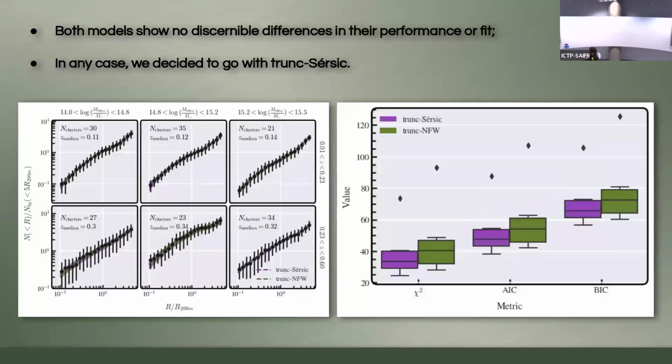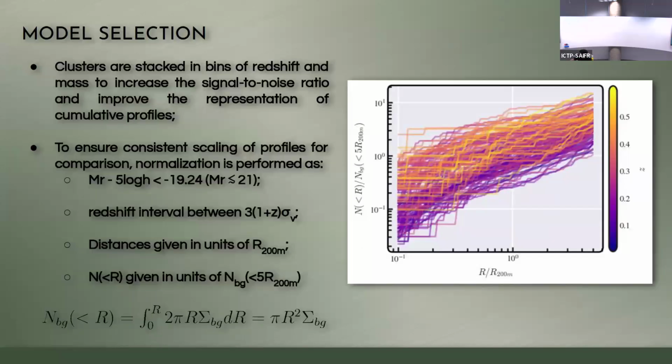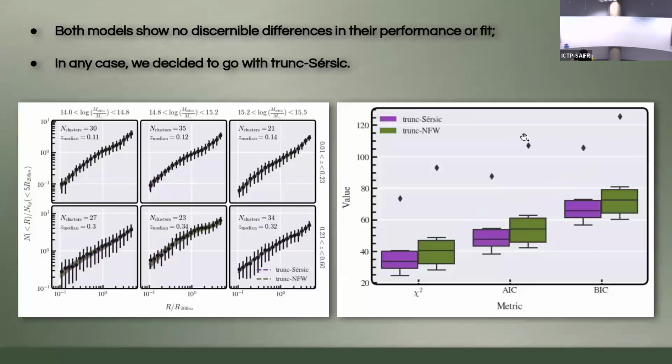So I do the stacking and find the profiles. Here I'm binning in redshift: the first row is from redshift 0.01 to 0.23, and in each column I'm binning by mass. In the previous plot there was this large dispersion, which I was just showing with the individual profiles, and here it is stacked. You just bin by redshift. Yes.